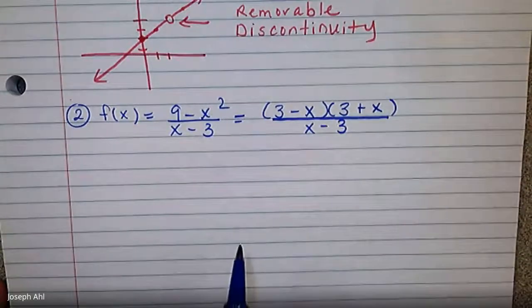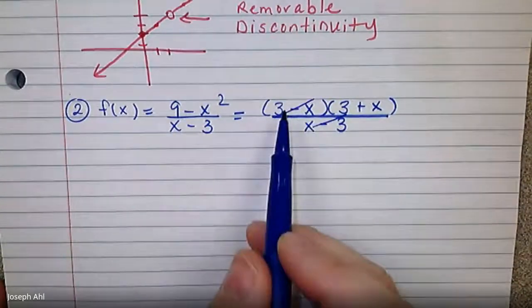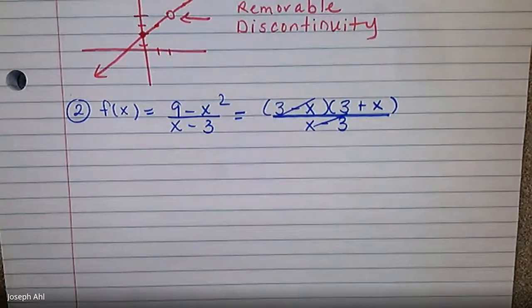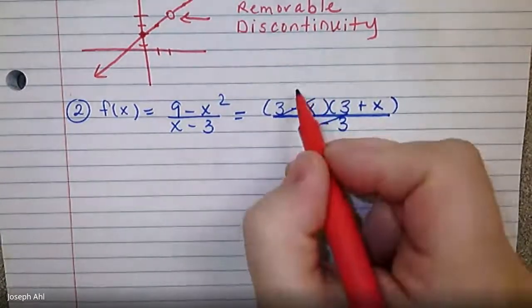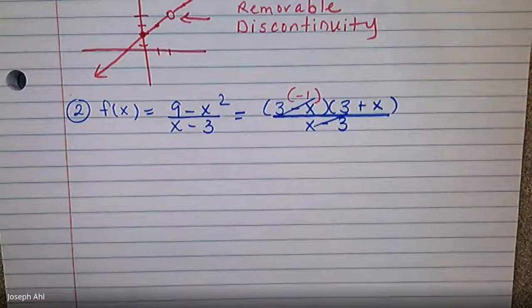Denominator would just be left as x minus 3. And it turns out that these do cancel, of course, right? X minus 3 and 3 minus x, but they only cancel really if you take out a -1 as a GCF. So you should be left with that -1.